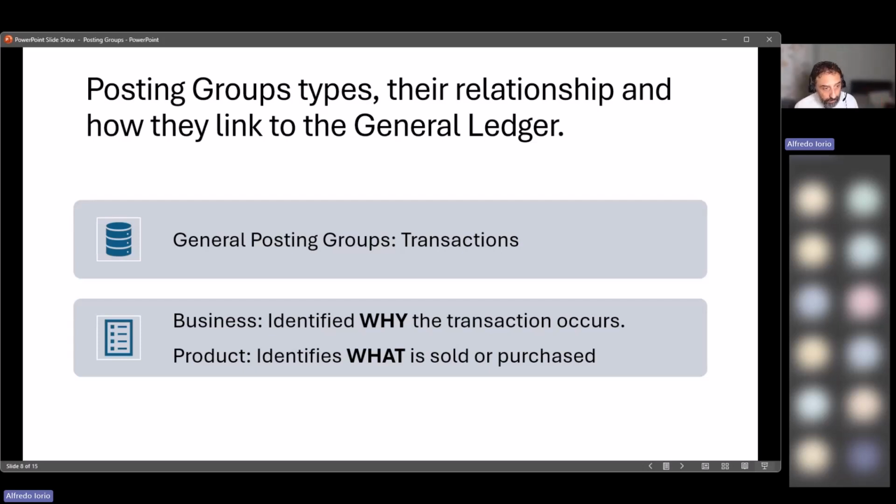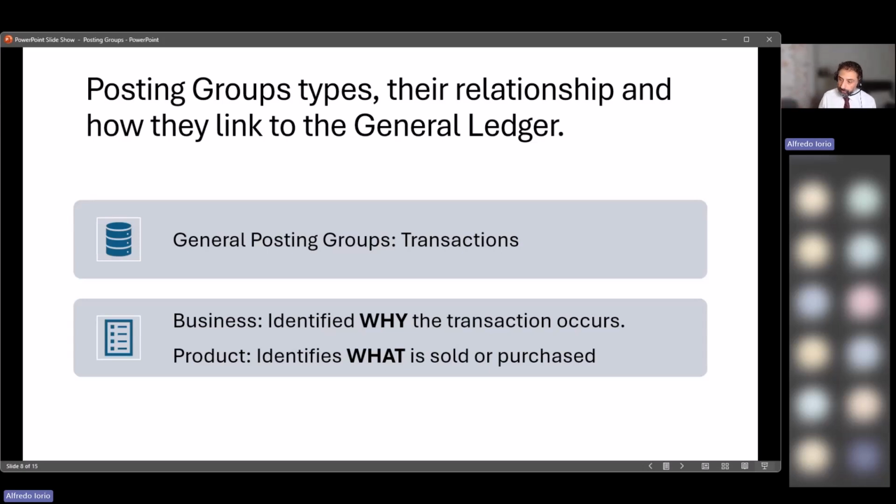So Microsoft separates the posting groups into essentially 3 types. We have general posting groups, which is the first type. The general posting group is about the transactions, sales, purchase, customers and vendors, but it's the actual transactions.